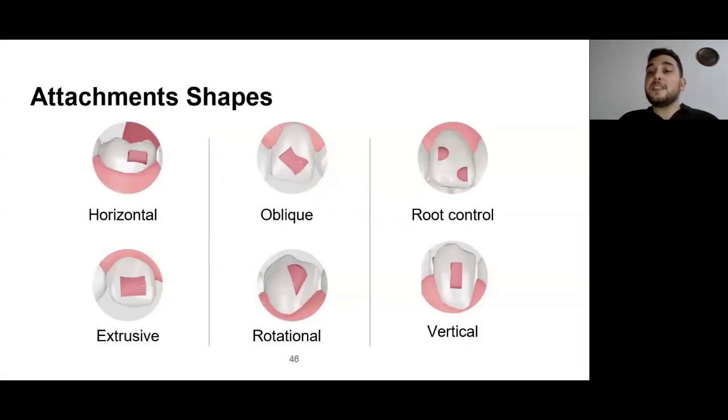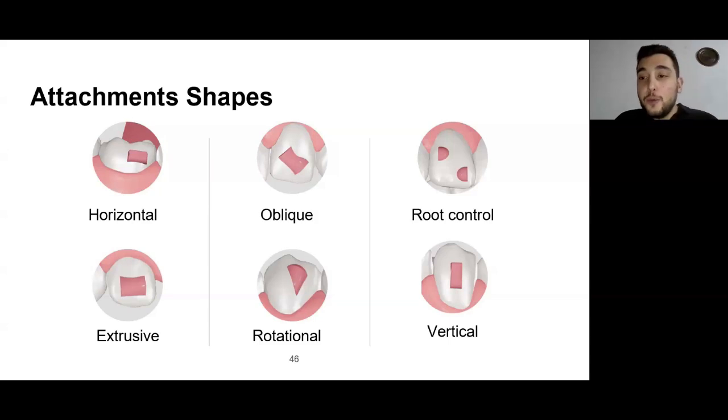These are the types of attachments. Of course, this might vary between one software and another, one clear aligner provider and another. They are different between different systems. But when it boils down, these types of attachments are going to cover most of the attachments that you need to know for clear aligners. So we have the horizontal, the oblique, the root control.